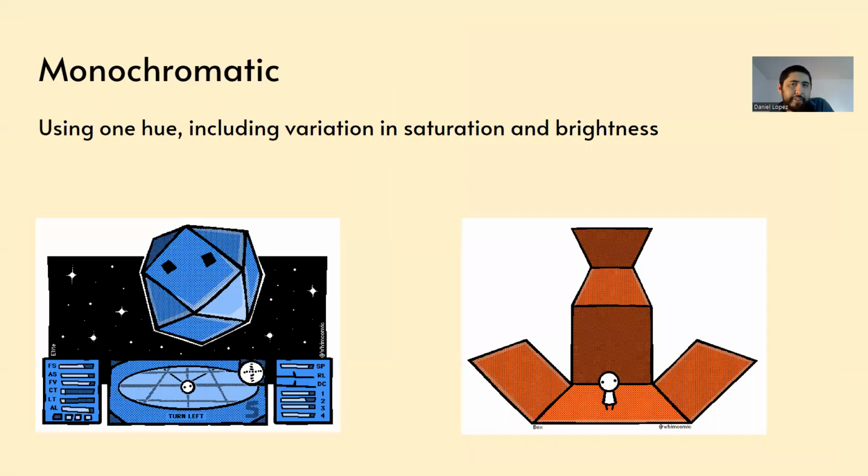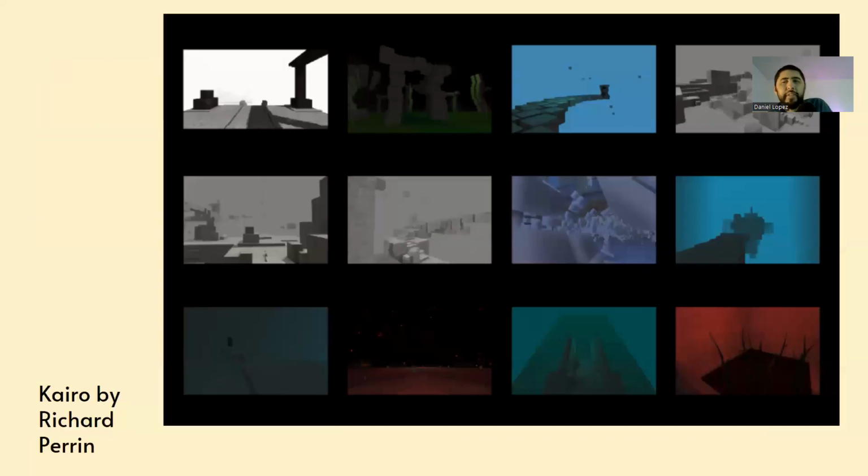And monochromatic is, of course, one hue. So on this bottom left, it's obviously blue. Variation in saturation and brightness. So there's lighter blues and darker blues here. It also extends to black and white. So yeah, if it's just one color using variation, that's monochromatic. And that's the difference. This game, Cairo by Richard Perrin, has a lot of monochromatic scenes. And on the top right, top left, and these two, they're achromatic.